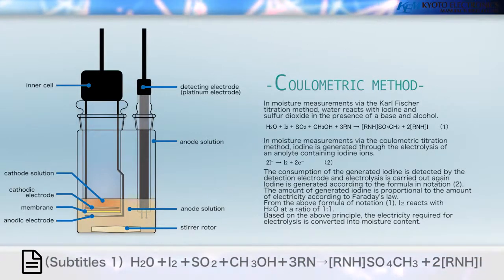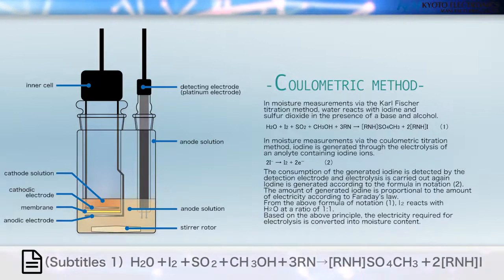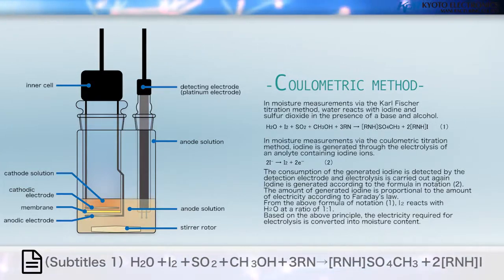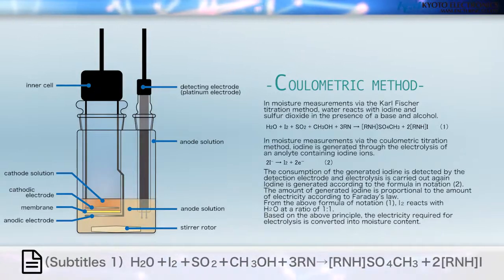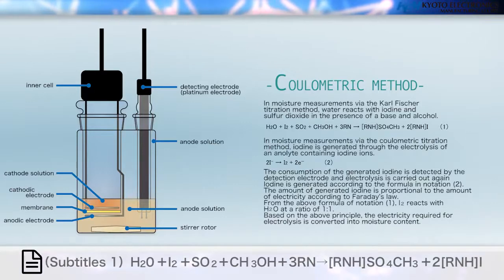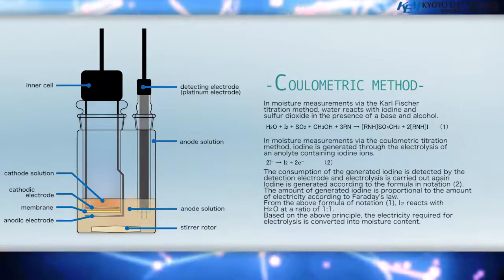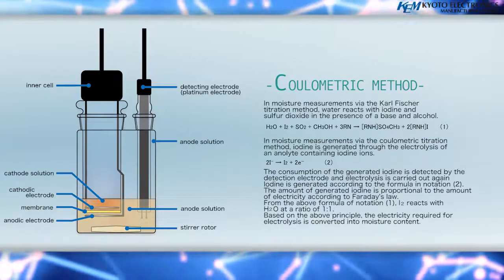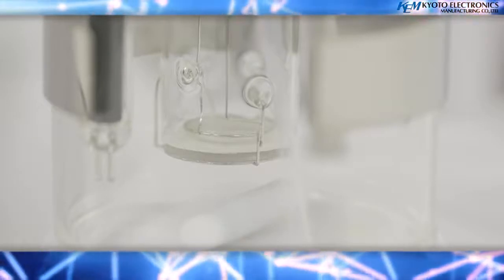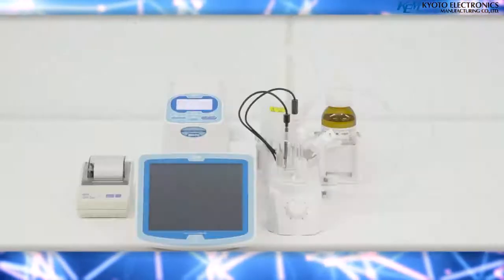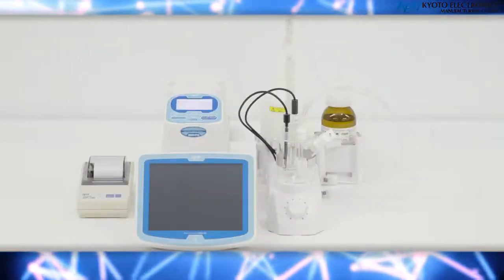From the formula of Notation 1, I2 reacts with H2O at a ratio of 1:1. Based on the above principle, the electricity required for electrolysis is converted into moisture content. We will now give an explanation of the Karl Fischer moisture titrator, MKC710.